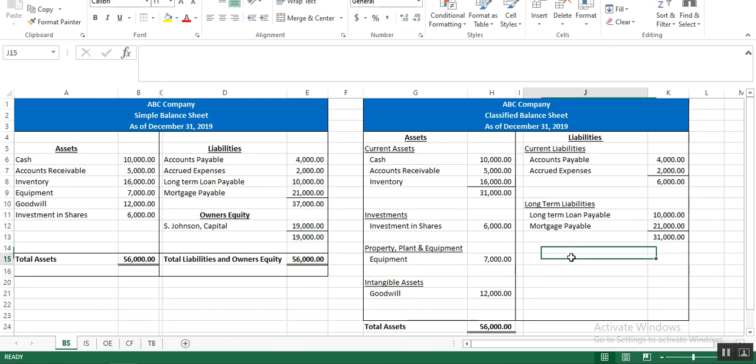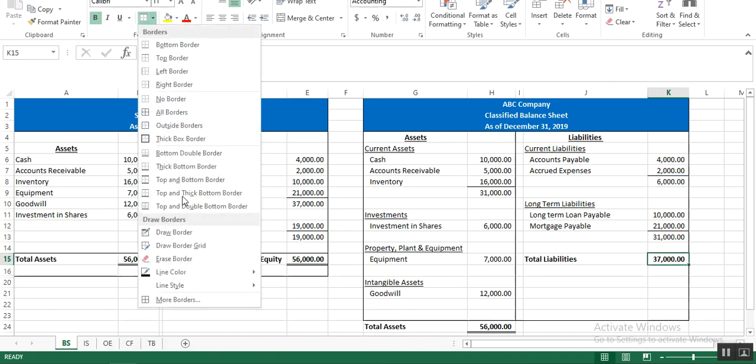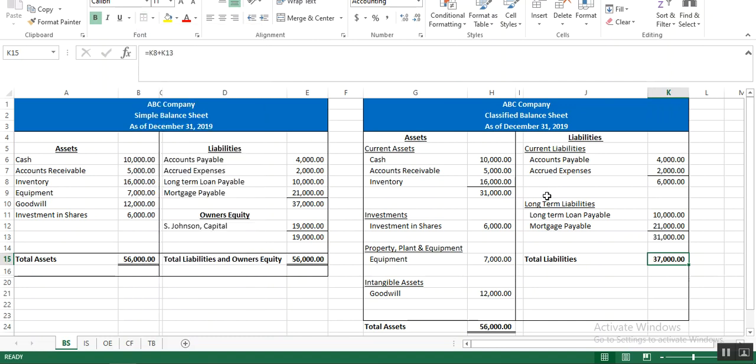Now, these are all of the liabilities listed, and I'm able to separate between current and long-term, but I also need to show total liabilities. And the total liabilities, just as we did over here, is going to be equal to the sum of our total current liabilities plus our total long-term liabilities. And therefore, our total liabilities is equal to 37,000, which again agrees to our simplified balance sheet.